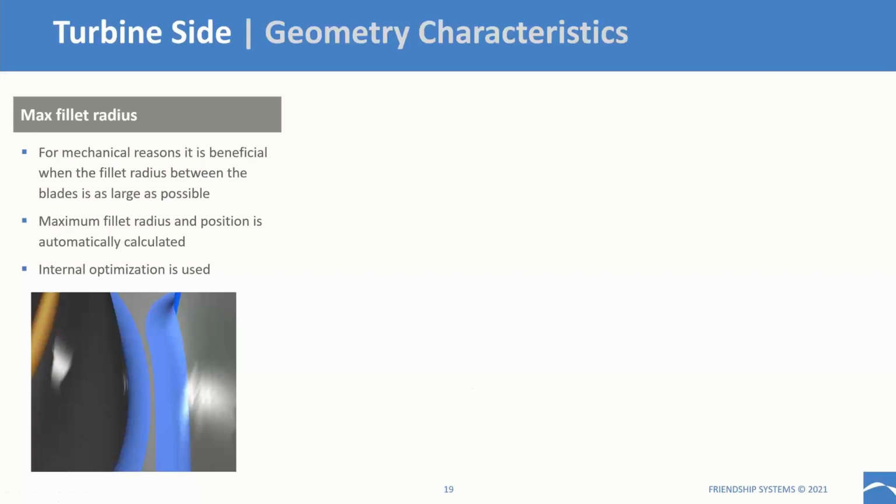In terms of structural integrity, the fillets at the roots of the blades are also quite important, and it's, not very surprisingly, beneficial when the fillet radius between the blades or at the bottom of the blades is as large as possible. And here we had included in the model an automated routine that basically calculates the maximum fillet radius automatically using an internal optimization, and then gives us the result that we want.